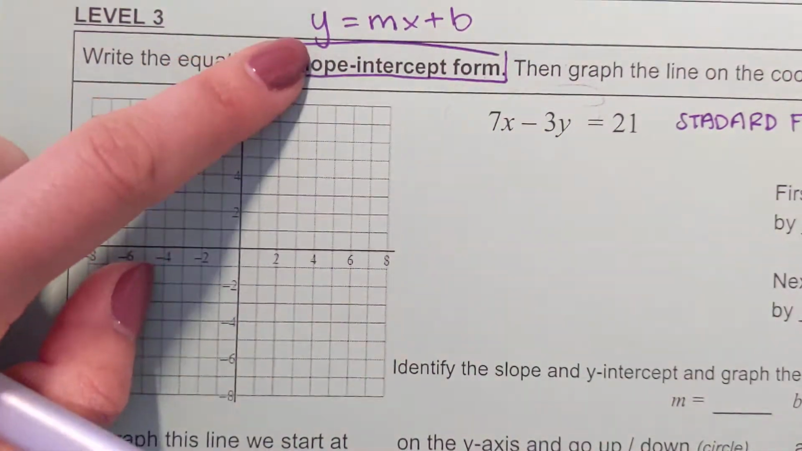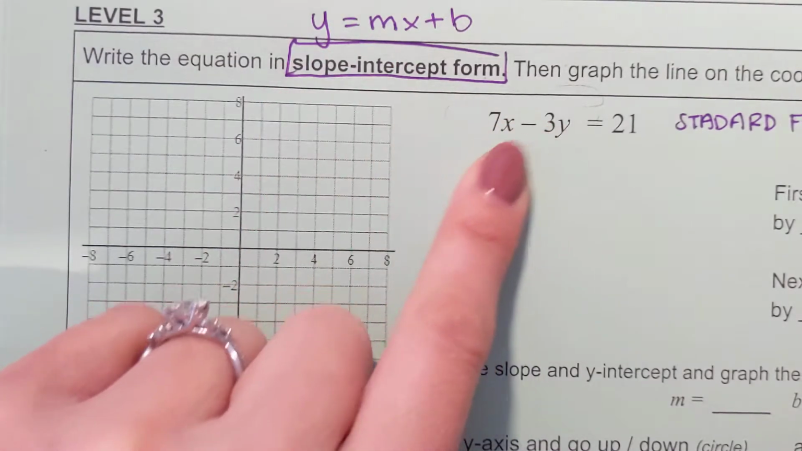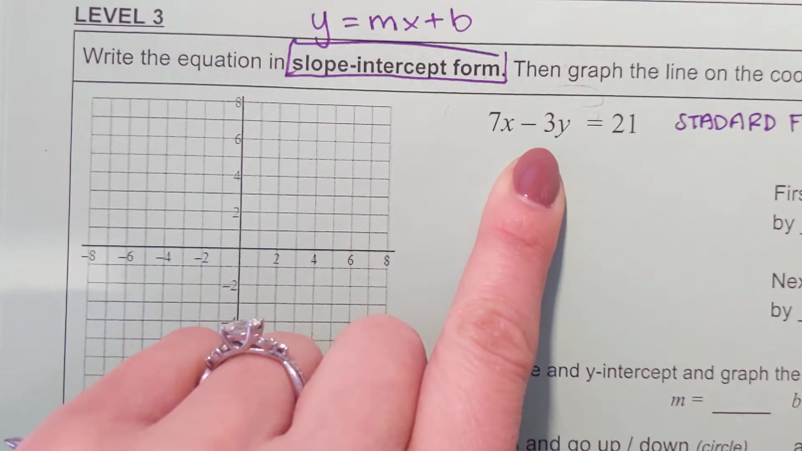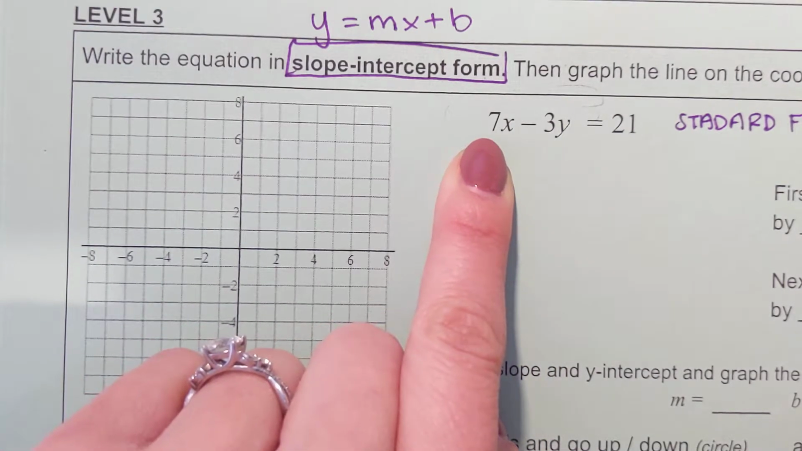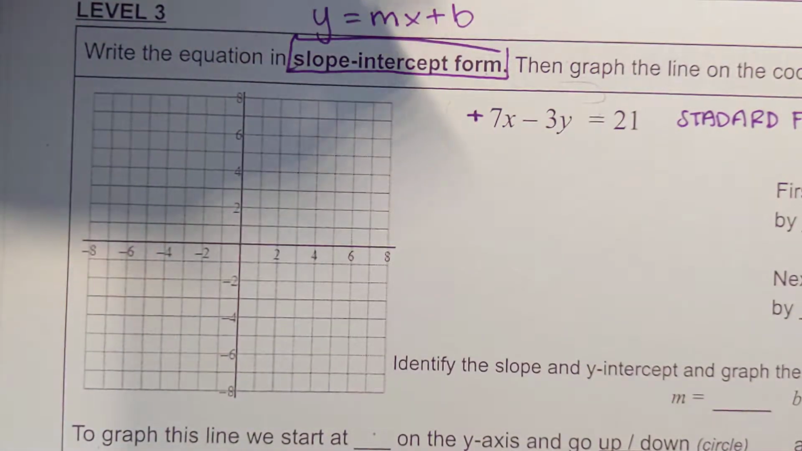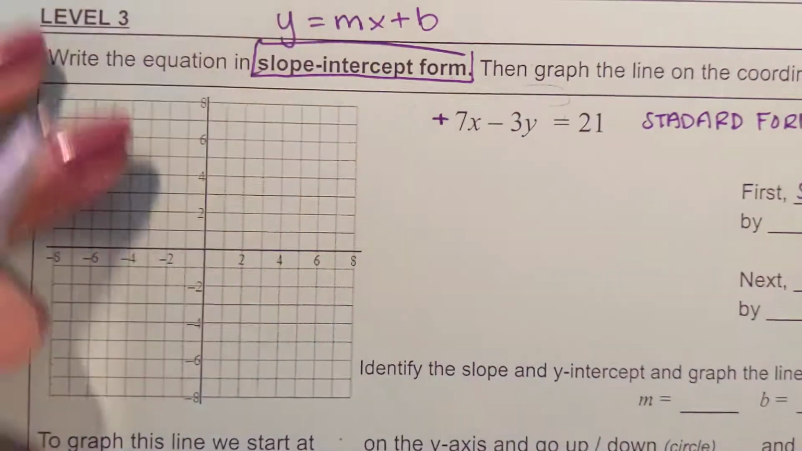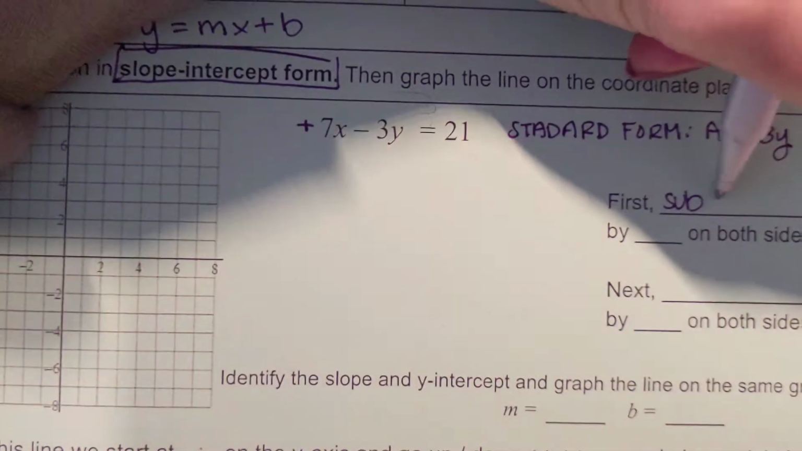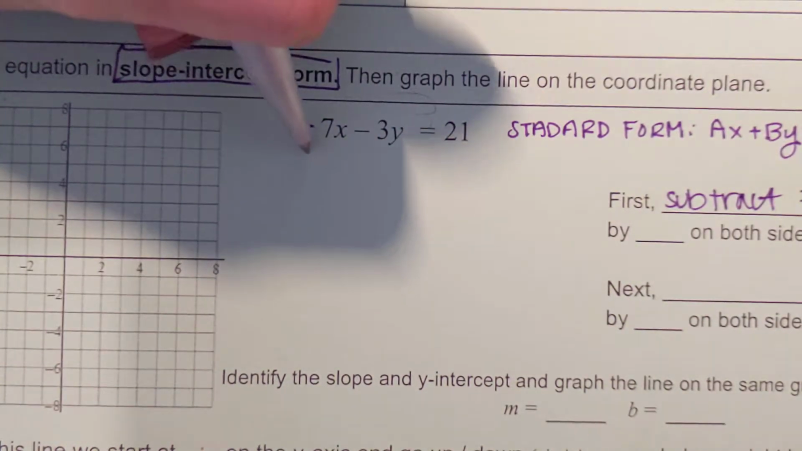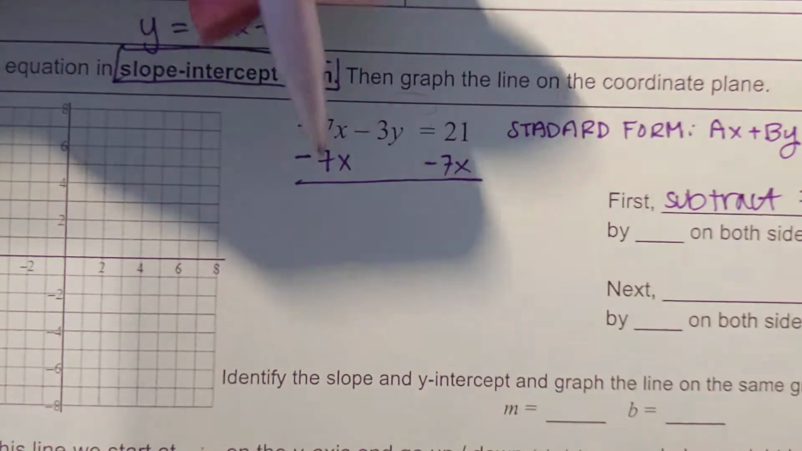And if I look at this, I notice y is alone on the left side of the equal sign. But that's not what's happening here. The y is not alone here. It has a -3 multiplying it. It has a positive 7x here, which means it's being added. So first, we are going to subtract 7x on both sides. Minus 7x, minus 7x.